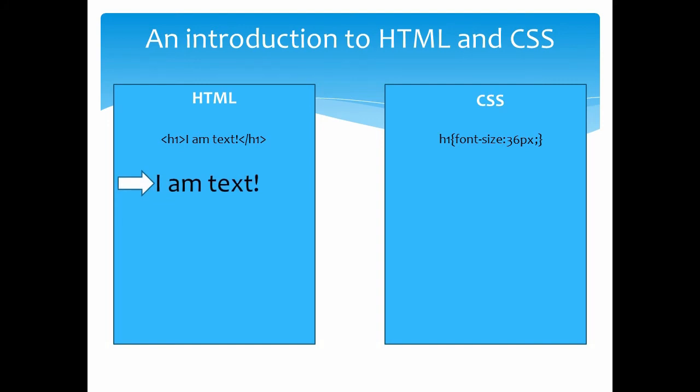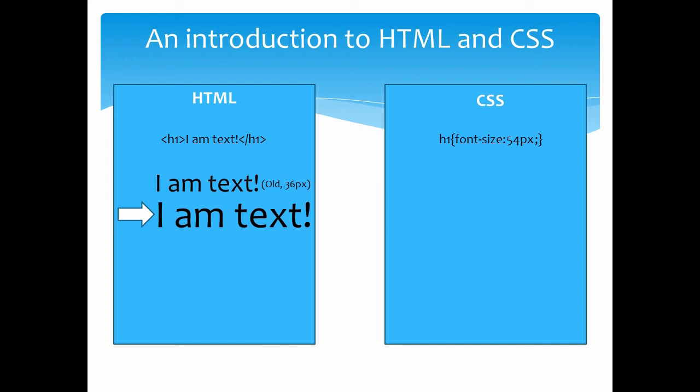But let's say we wanted to make the text even bigger. We're going to use the same heading 1 tag, but this time, instead of 36 pixels, we're going to make the font size 54 pixels. So this is going to make our content even bigger.